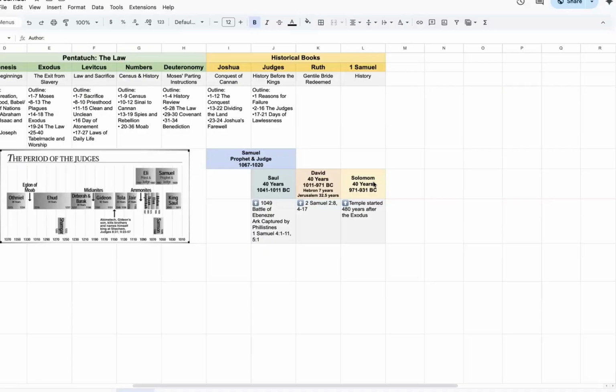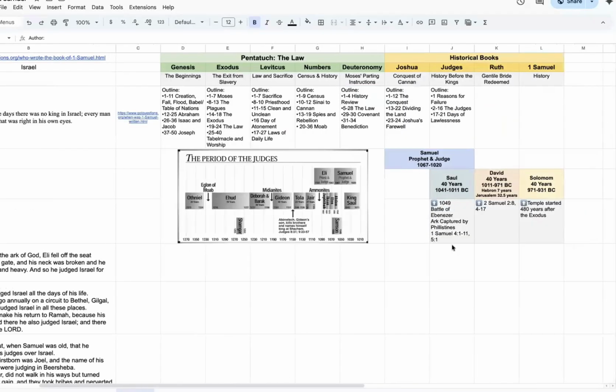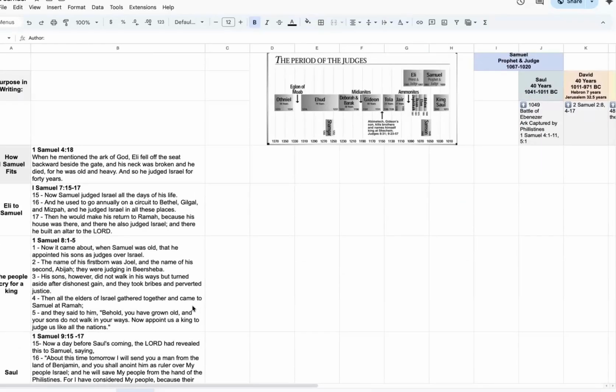So whenever you're studying these, you're looking at your time phrases, and you're looking at your time phrases on your prophets down the line, so you know which king they're prophesying to. So that setting context, taking us into 2 Samuel.